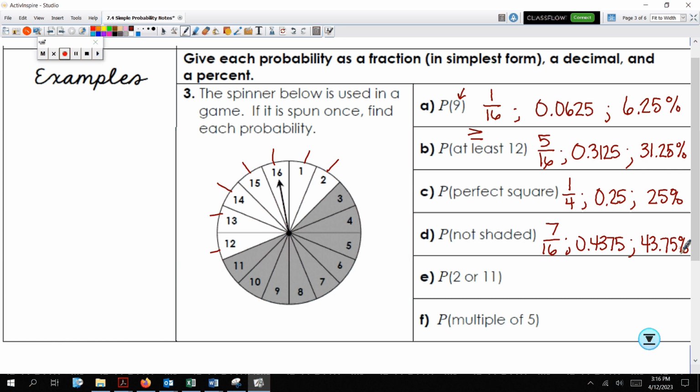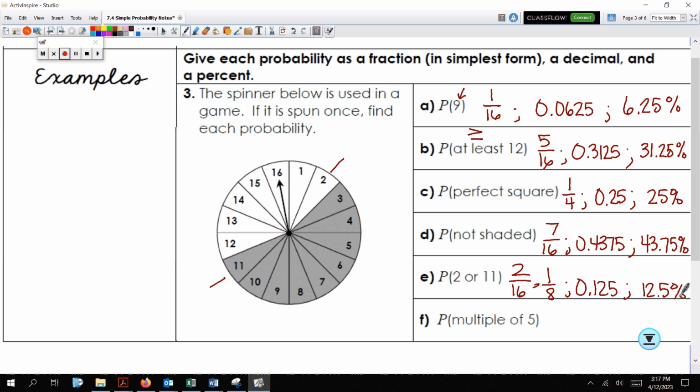All right, we're almost done with this example here. Erase my stuff. All right, next it says probability of a 2 or an 11. So what I want to do is I want both. We have the probability of both. Either I get a 2 or I get an 11. That gives me 2 choices. Out of 16, we'll simplify to 1/8. All right, 1 divided by 8 is 0.125. We times that by 100 and get 12.5%.